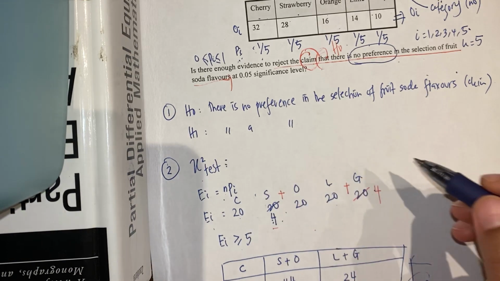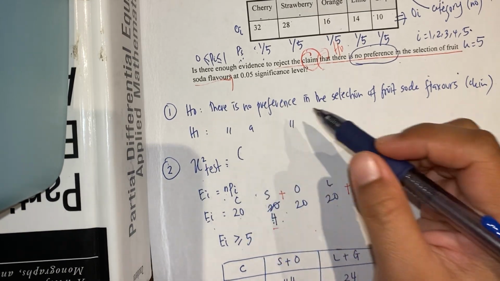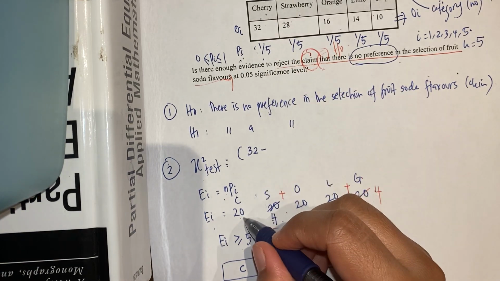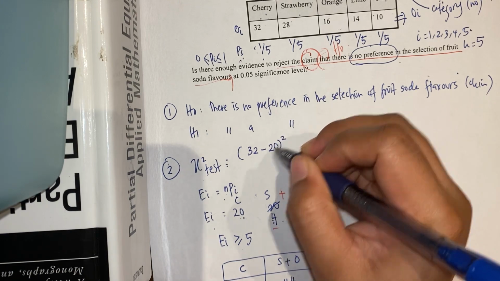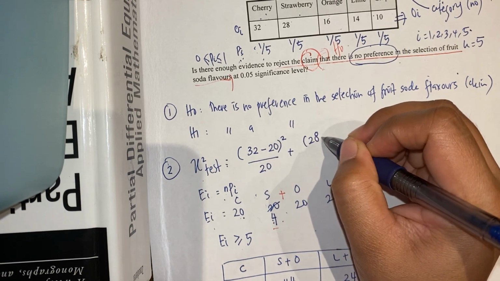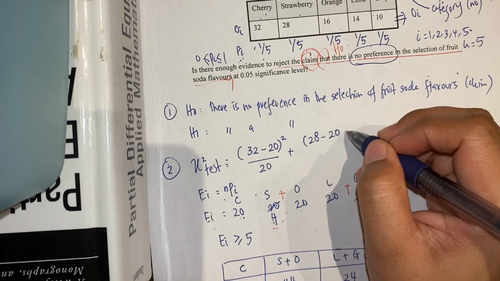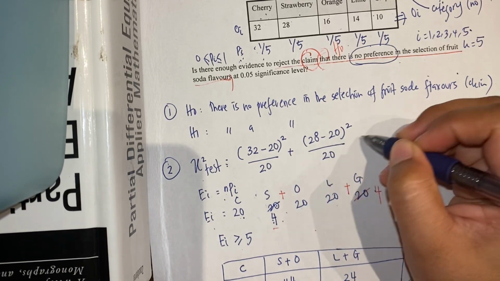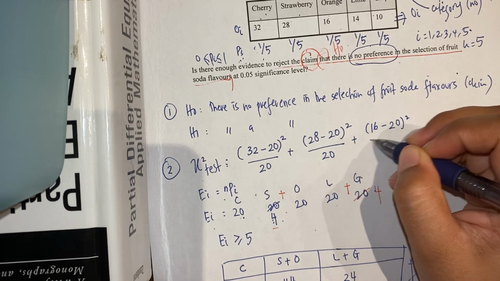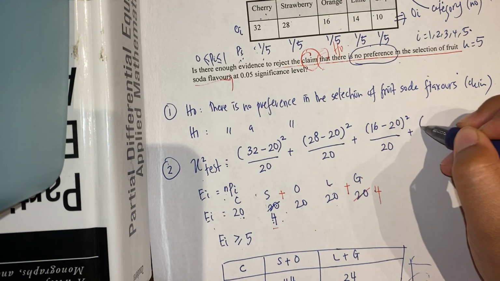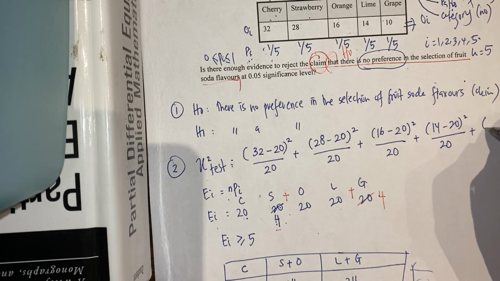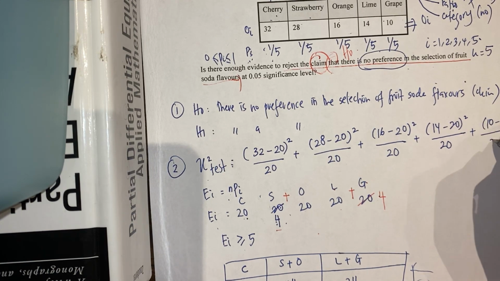So how do we calculate the chi-square? First category, cherry: we have O 32, E 20, then (32 minus 20) squared divided by E, 20. Plus the second category, (28 minus 20) squared divided by 20, plus (16 minus 20) squared divided by 20 for the orange, and then the lime, (14 minus 20) squared divided by 20, plus (10 minus 20) squared divided by 20.